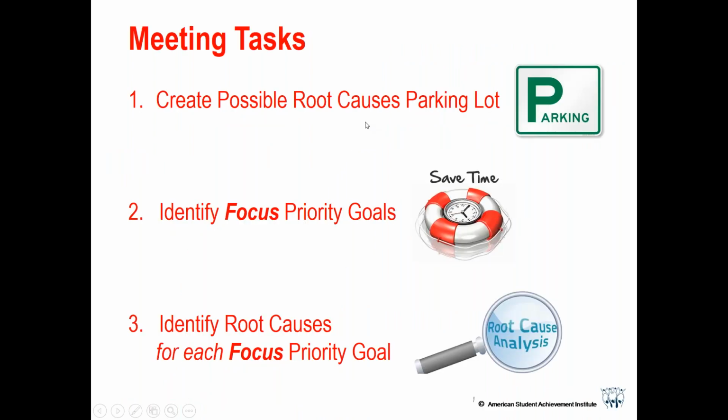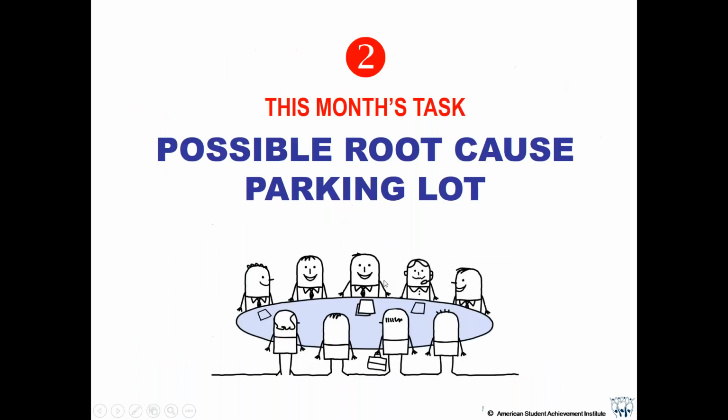Okay, so our tasks are, first of all, to create a possible root cause parking lot for all of our priority goals. Then we're going to identify the focus goals, the hammer goals. And then we're going to do an in-depth root cause analysis for just this few number of hammer goals. Okay, so we'll start out with the root cause parking lot. This is going to be very simple.